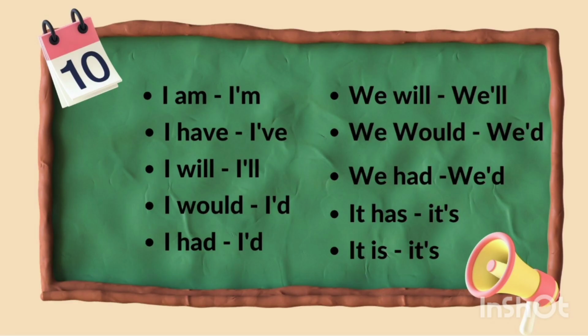Now let's look at some examples of contractions. I am, I'm. I have, I've. I will, I'll. I would, I'd. I had, I'd. We will, we'll. We would, we'd. We had, we'd again. It has, it's, and for it is we also use the same contraction, it's.